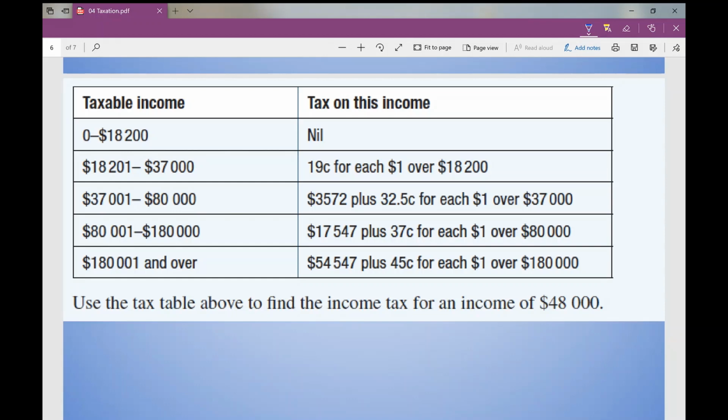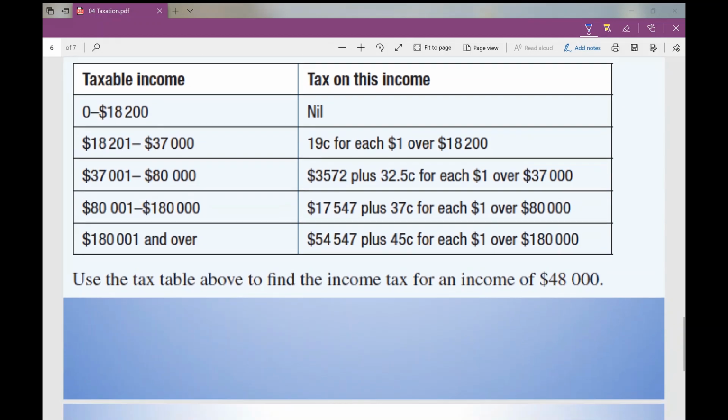Right, the last question I want to show you is how we use a tax table. We're being asked to use this tax table here to find the income tax for an income of $48,000. The first thing we need to do is find which of these brackets our 48,000 income falls into. So 48,000 is in between 37,000 and 80,000. So we've identified that this is the important line for us.